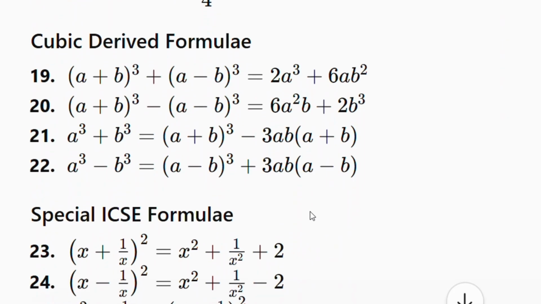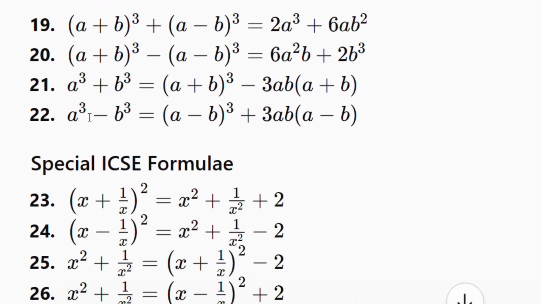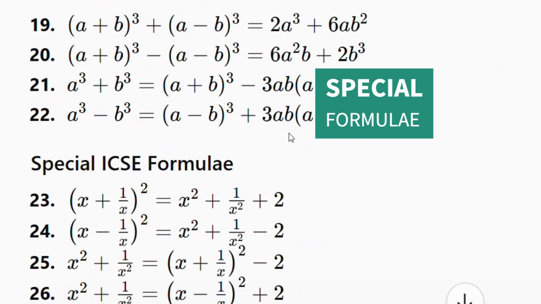Cubic derived formula: (a + b) whole cube plus (a − b) whole cube equals 2a cube plus 6ab square. (a + b) whole cube minus (a − b) whole cube equals 6a square b plus 2b cube. a cube plus b cube equals (a + b) whole cube minus 3ab(a + b). a cube minus b cube equals (a − b) whole cube plus 3ab(a − b).